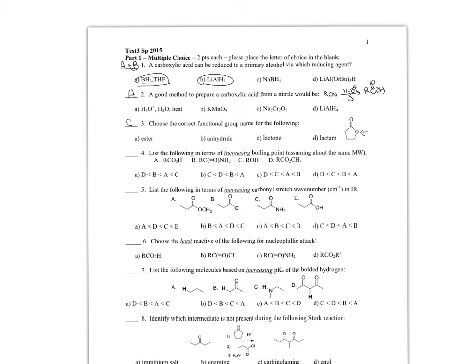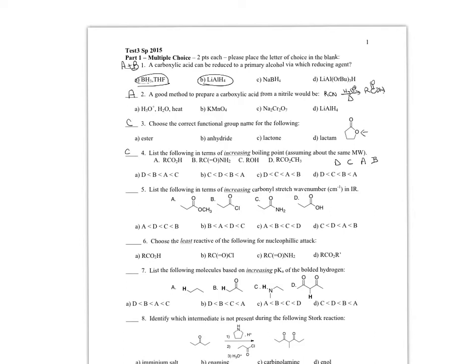4. List the following in terms of increasing boiling point, assuming they have about the same molecular weight. Okay, well, I have a choice between an acid, an amide, an alcohol, and an ester. The highest boiling point is going to be the amide because those have those resonance structures where they have full charges on there. The carboxylic acid is going to be the next highest because of its strong hydrogen bonding, and then the next highest with hydrogen bonding is alcohol, and then with no hydrogen bonding is the ester. So the order is going to be D, C, A, B, which looks like it's C.